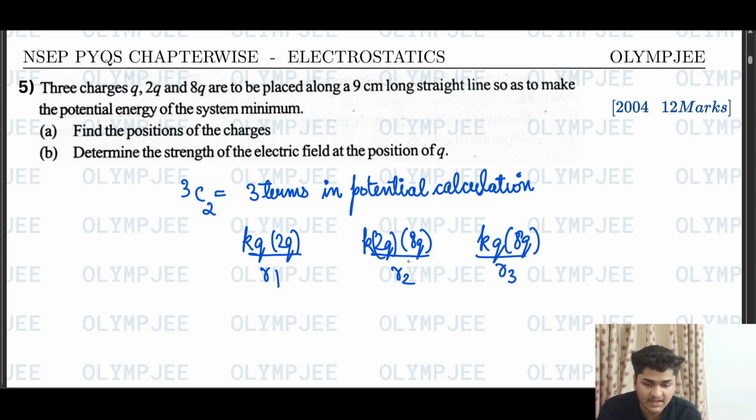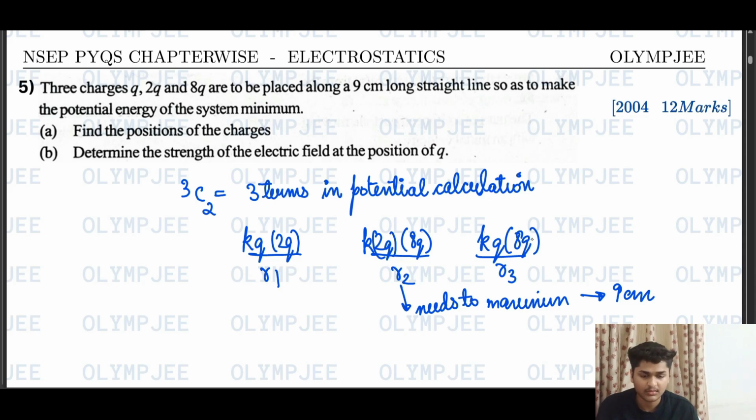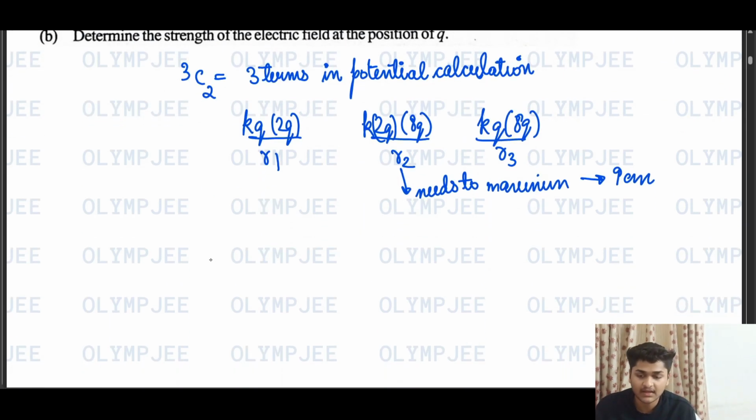So since this numerator is the biggest, R2 needs to be maximum to make the whole fraction small. So R2 needs to be maximum, and the maximum length possible is 9 centimeters. So this will be 9 centimeter. Okay. Then this is the second largest numerator. So this R3 needs to be second maximum, right? So let me first put 2Q and 8Q at the ends of the line. So imagine 2Q is here and 8Q is somewhere here.